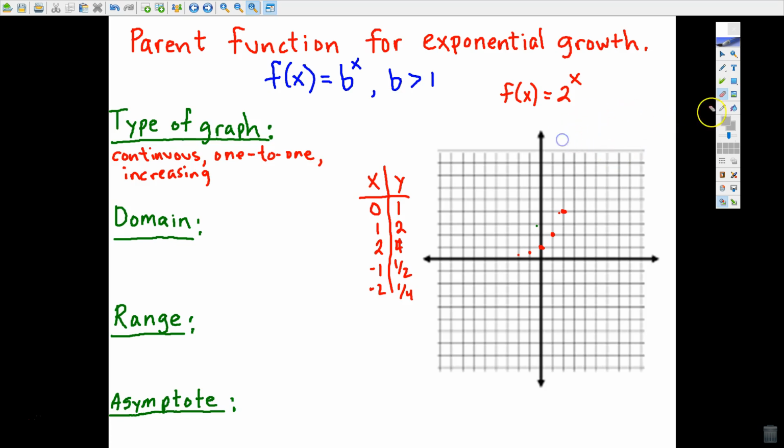Okay, so we got our 5 points. Those are going to be the same 5 inputs that you use. Obviously the outputs will change from problem to problem. But I want you to pay attention to a couple of things as we, first of all, go ahead and sketch this graph as best we can.